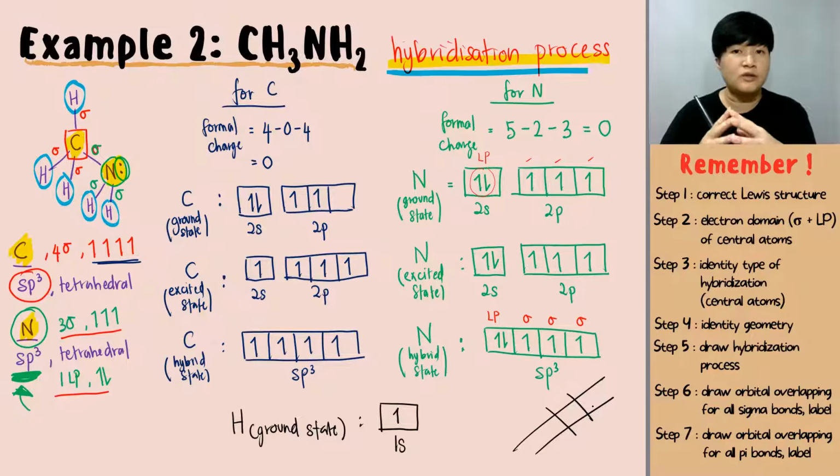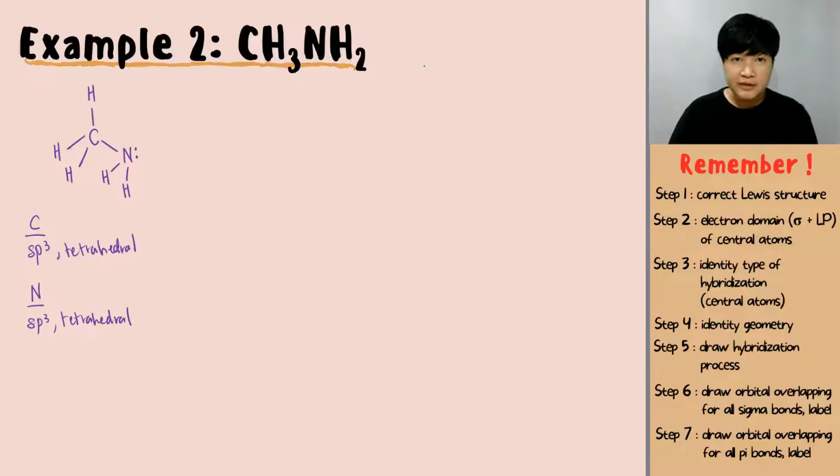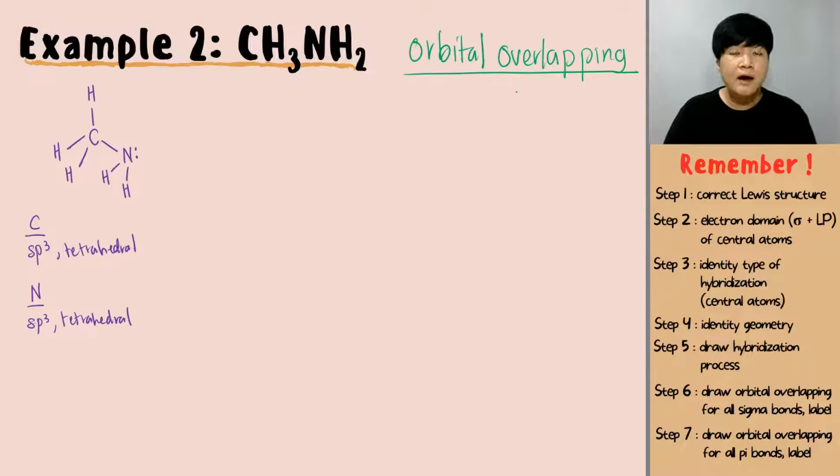And remember to draw the hybridization process for both of the central atoms, your carbon and your nitrogen, in this question. Simple, easy. From the Lewis structure and the type of hybridization with the correct geometry, we can then move on to your orbital overlapping straight away. Okay, we can do the orbital overlapping without using the hybridization process. What is important is having your correct Lewis structure, the hybridization of the central atom, and also their geometry. It's not needed to do the hybridization process before the orbital overlapping. We can straight away draw the orbital overlapping.